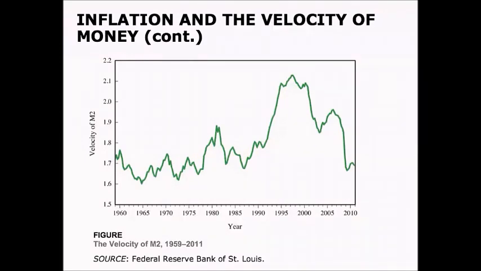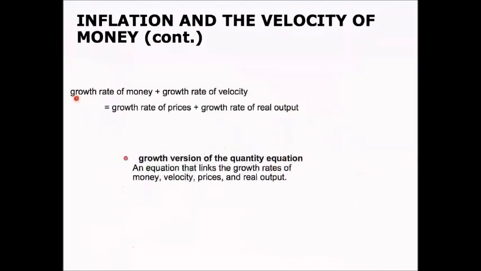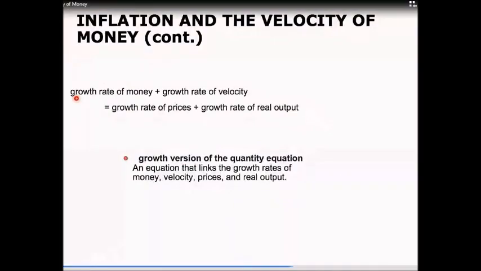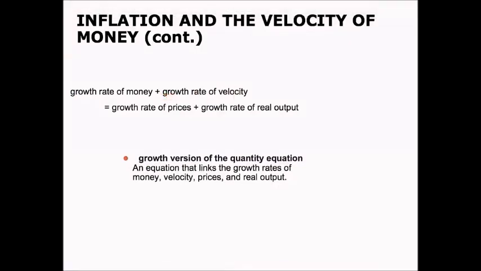So let's take the quantity equation and change it into growth rates. When we do that, we can say that the growth rate of money plus the growth rate of velocity is approximately equal to the growth rate of prices and the growth rate of real output. And so we have the growth rate of the money supply, and we have inflation, we have the growth rate of real output.